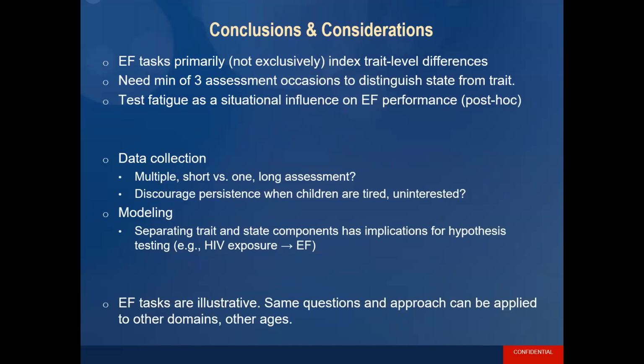So 3 main conclusions, 3 implications. EF tests are primarily indexing trait level influences. This is the good news, right? This is the assumption that we often make. Here's some empirical evidence to support that. You need 3 assessment periods to actually sort this out. So typically we're assuming it. You can actually empirically test it if you have 3 assessments. And test fatigue may be a situational influence that's sort of undermining preschoolers' performance on some of these tasks.